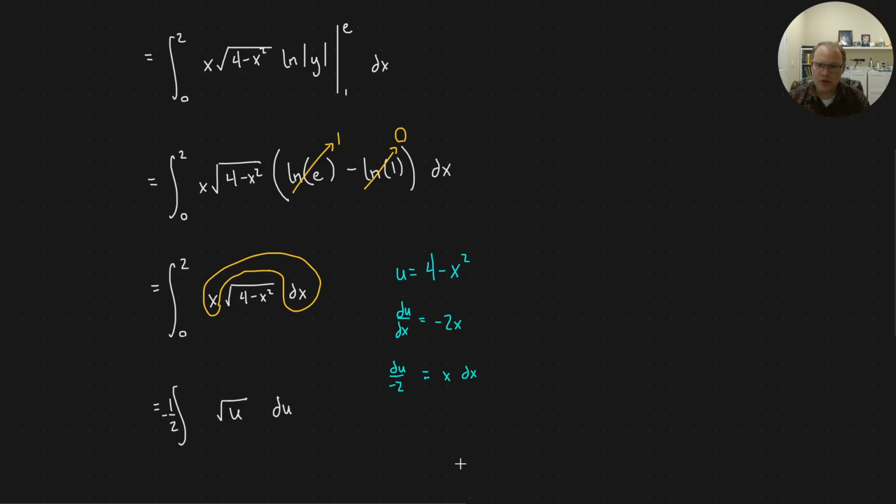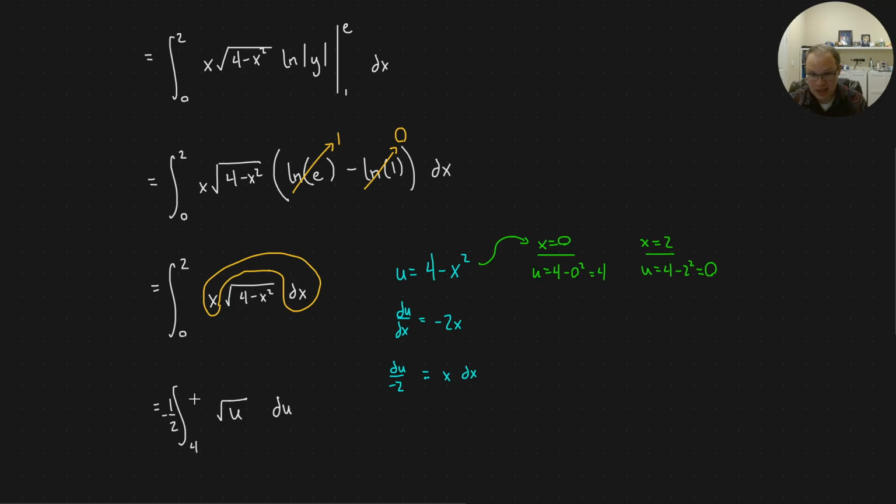And then I need to change my limits of integration. These limits of integration are from x equals 0 to x equals 2. I no longer am using x. So let's swap them out for our new limits of integration in terms of u. Okay? So if I plug in x equals 0, I get 4. If I plug in x equals 2, I get 0. Okay? So u should be 4 where the x was 0.